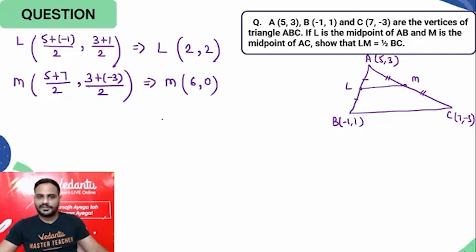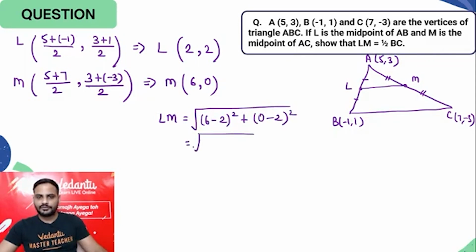Let's find out the distance between L and M. Using distance formula, I can say square root of (6 minus 2) whole square plus (0 minus 2) whole square. So it will be equal to square root of 4 square plus (0 minus 2, which is minus 2) whole square, which is square root of 16 plus minus 2 whole square, which is again 4 only, which is root 20. Root 20 we can say is nothing but 2 into 2 into 5, right? So 2 root 5. This is the length of LM.